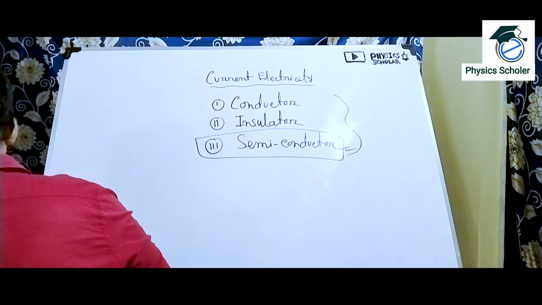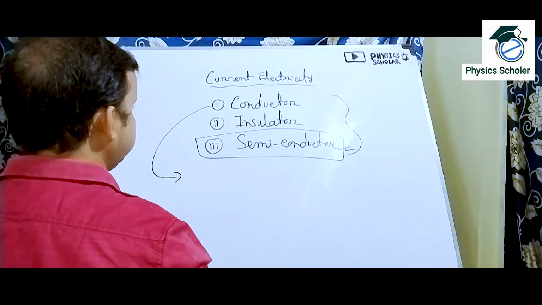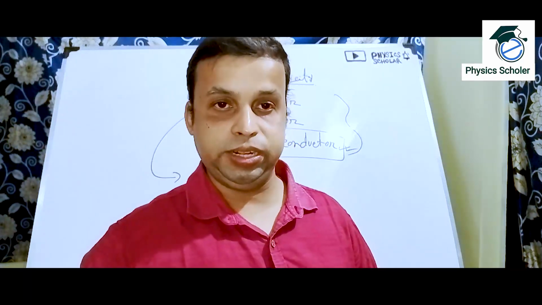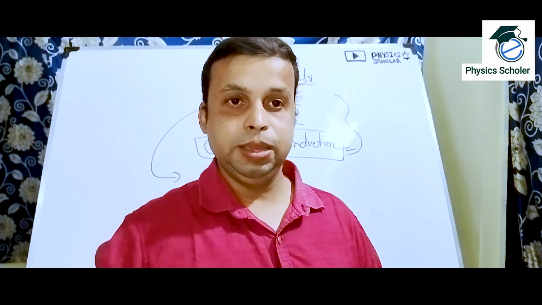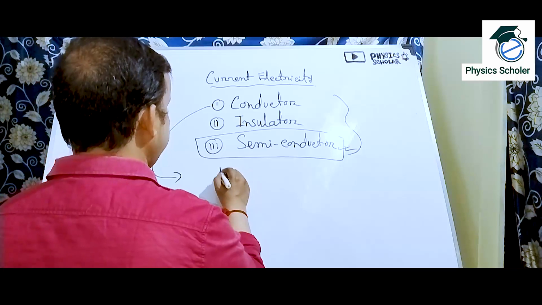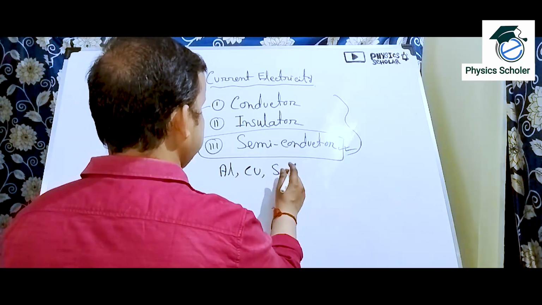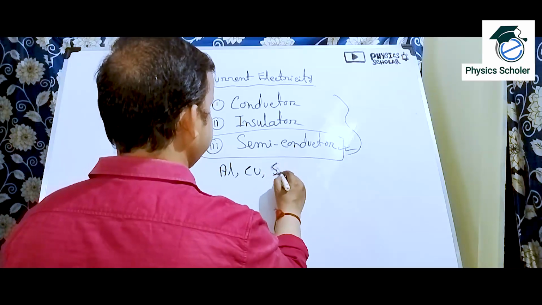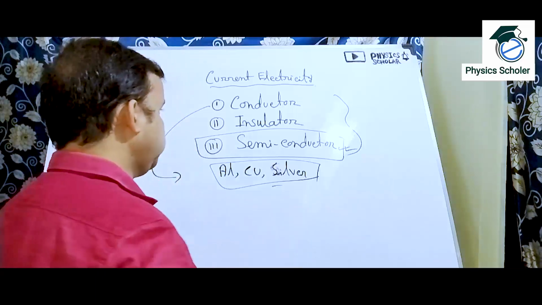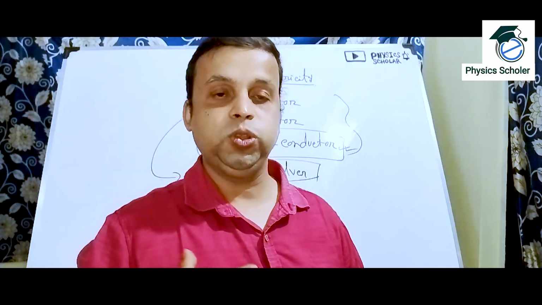Now the basic thing is the conductor. What is a conductor? A conductor is a material that allows the current to flow through it. Most metals are very good conductors, like aluminium, copper, silver, or gold. So conductors are the materials which allow the current to flow through them.